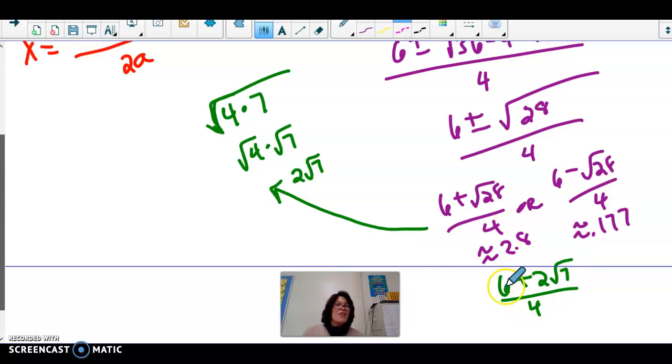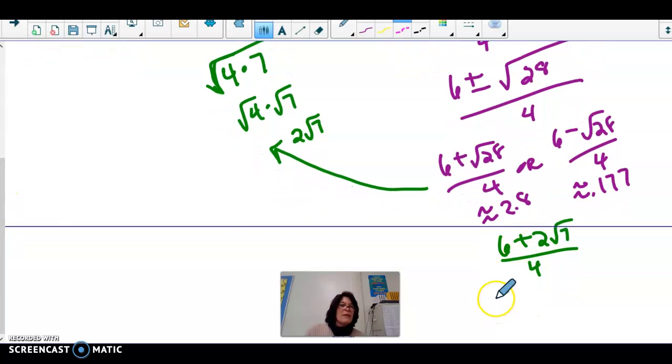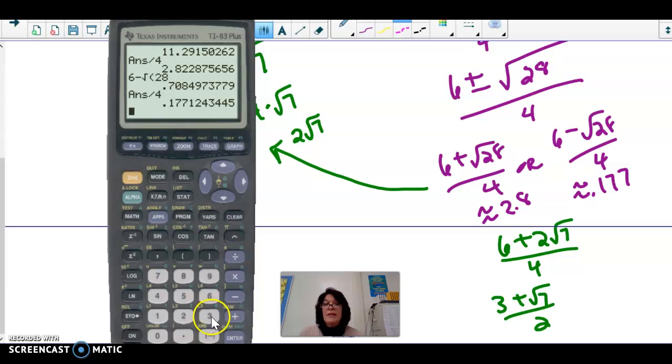And then since these are all even, I can divide everything by 2. So I have 3 plus the square root of 7 over 2. If you check that on the calculator, 3 plus the square root of 7, all divided by 2, I still get the same answer as I got for 6 plus the square root of 28, all over 4. Exact same answer. Do you see the decimal? 2.8228, and so on. We get the same answer there.